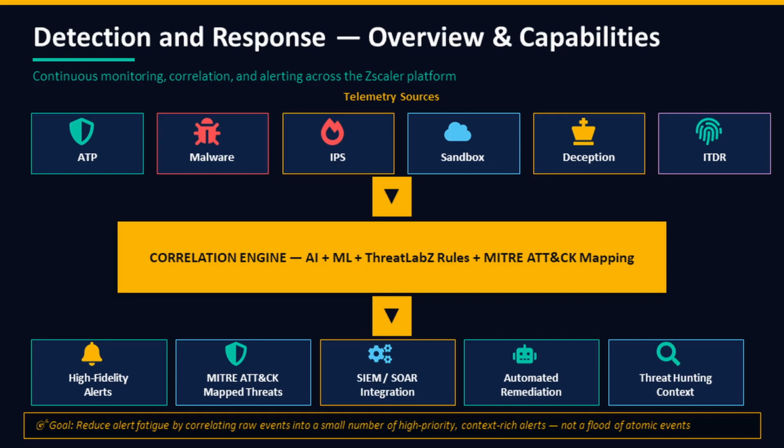The outputs of the correlation engine flow to 5 downstream capabilities: high-fidelity alerts, MITRE map threat intelligence, SIEM and SOAR integration, automated remediation, and threat hunting context. The goal, stated simply, is to reduce alert fatigue by presenting analysts with a small number of high-priority, context-rich alerts rather than thousands of atomic events. Quality over quantity, so analysts can focus on what matters.